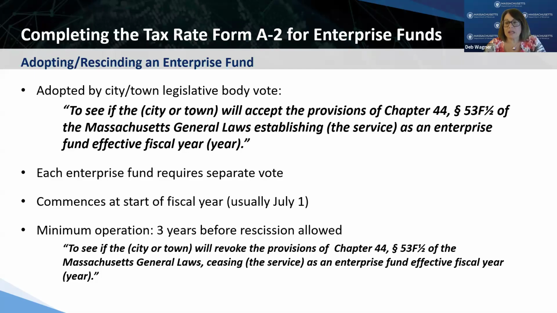And you have to operate an enterprise fund for a minimum of 3 years before you can take a vote to rescind it. And like most things in Mass General Law, the way you undo something is you just take a vote to unwind it like you voted to establish it. And so it would simply be to see if the city or town will revoke the provisions of Chapter 44, Section 53F and a half of the Mass General Laws, ceasing whatever the service is as an enterprise fund effective fiscal year, and you would state the fiscal year.